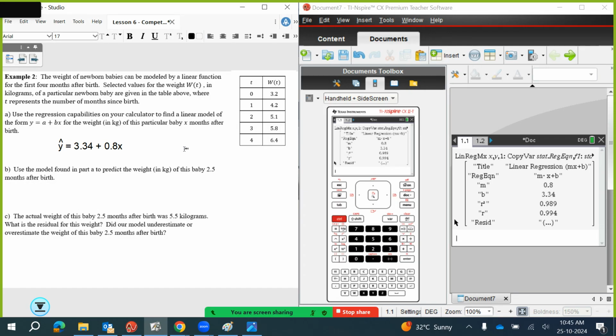This is y hat, which means it's a predicted value. It's a predicted value. It's not the actual y value.